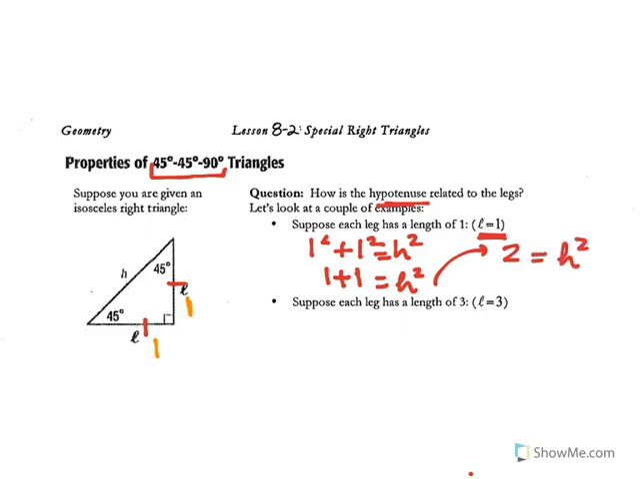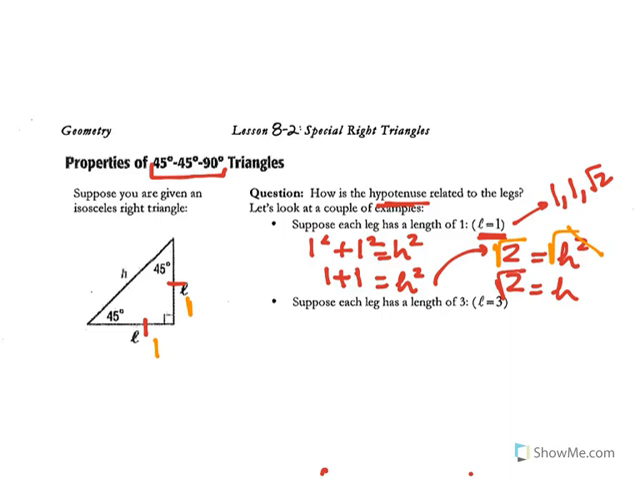2 equals h squared. And we know to get rid of a square, we have to square root both sides. So my final answer is radical 2 or root 2 equals h. So if each leg is equal to 1, then my hypotenuse is root 2. So I'm going to write that over here off the side. 1, 1, root 2. Okay?